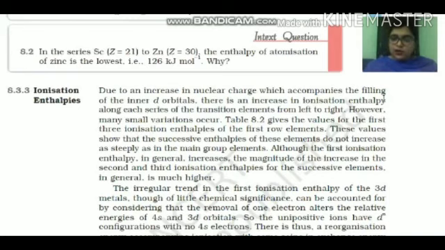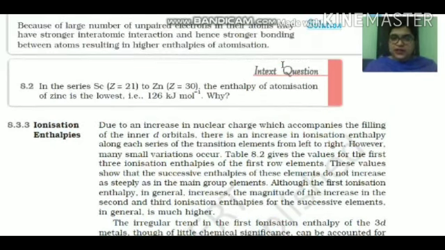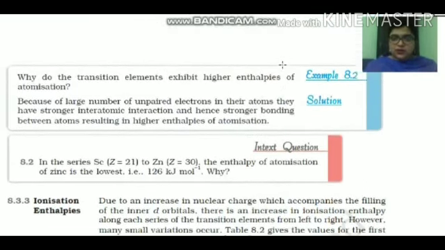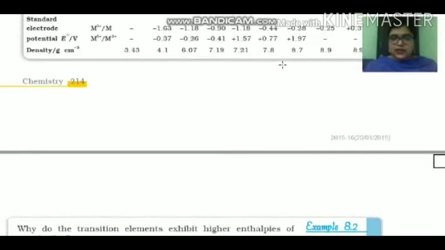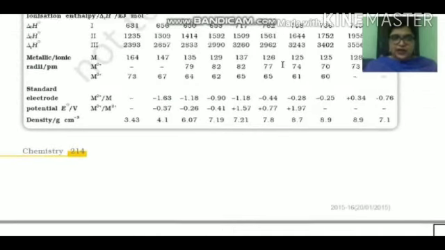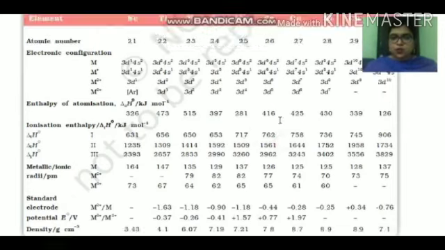But children, when we observe its experimental values, we will observe that the increase in ionization enthalpy is taking place slowly. In data table 8.2 it is given. The increase in ionization enthalpy, you can see 631, 650, 653, 717, then 762. This increase in ionization enthalpy is taking place quite slowly.